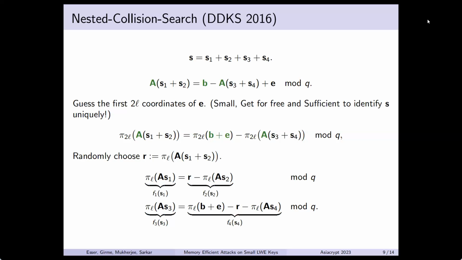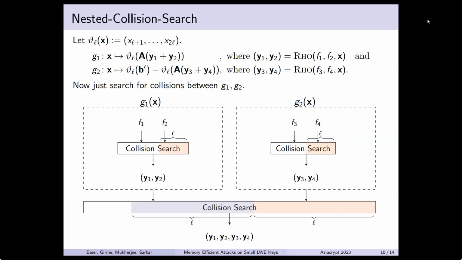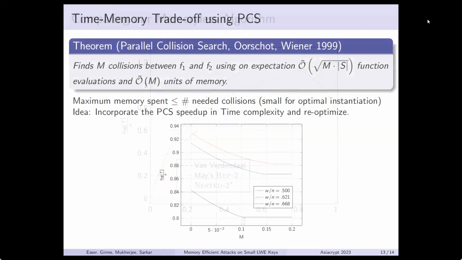I have one question. Can it be implemented in parallel? In parallel? Yes. This is what parallel collision search has done. So basically you can spend some memory to actually gain some time.